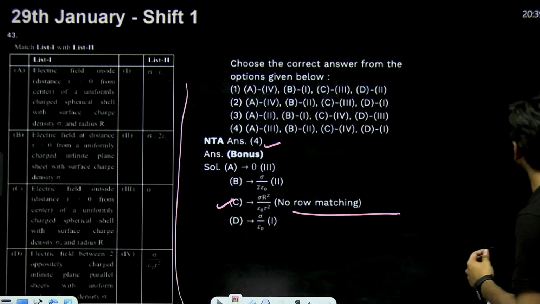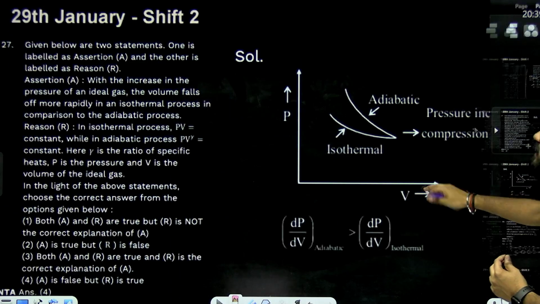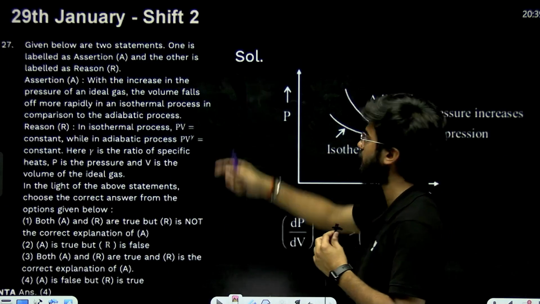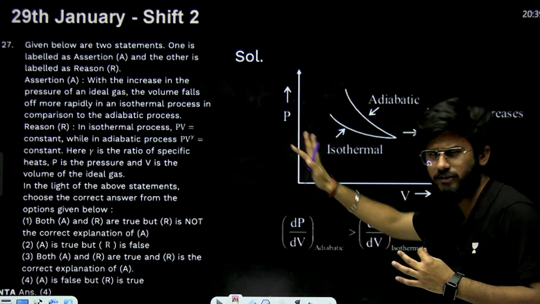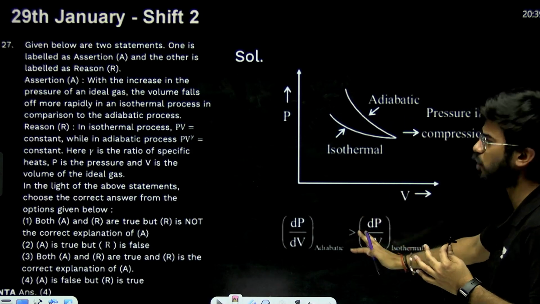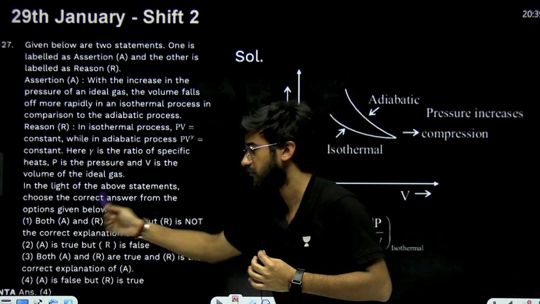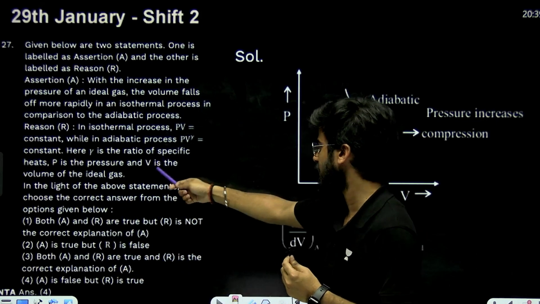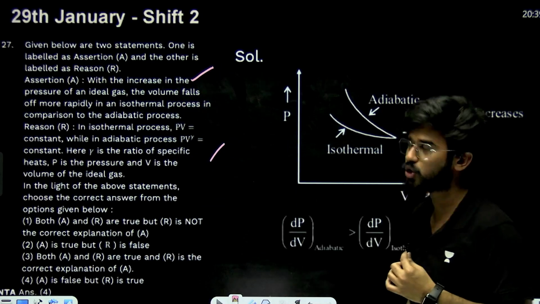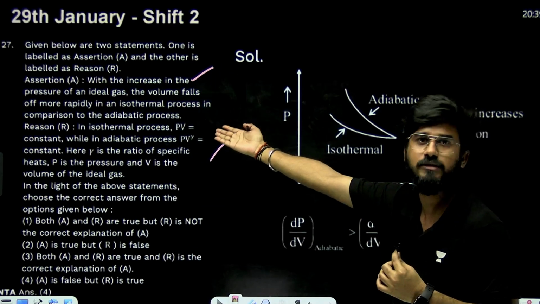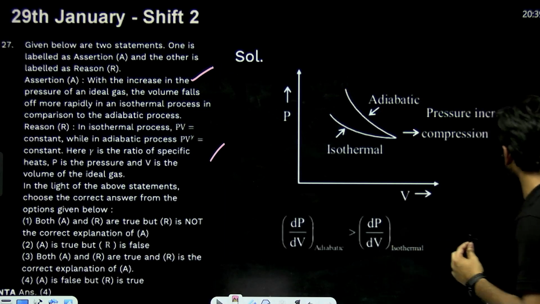Next question is again from physics, but it is from 29 Jan shift 2. Since the question is very long, you should just see the question, and we have solved it. According to us, both the assertion and the reason should be correct, but NTA is saying the assertion is incorrect, so that is not possible in this question.